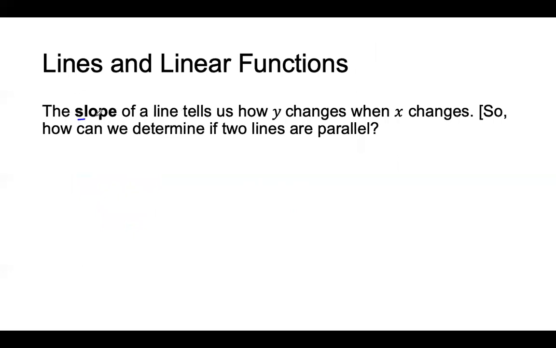So the slope of a line tells us how y changes when x changes. So how can we determine if two lines are parallel, and what does this mean? So let's draw a little sketch. And we use this very frequently. So let's say, suppose we have a nice straight line. We have a point here. One here.